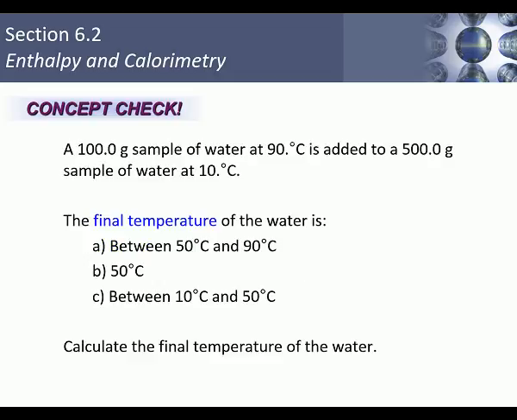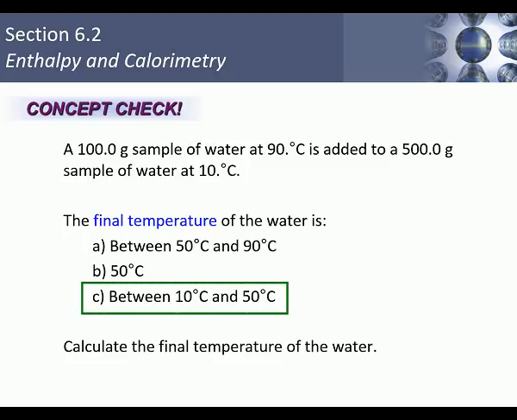Now, like I promised, I've taken a very similar situation, but I've changed one of the terms. We have a 100.0 gram sample of water at 90 degrees Celsius, but we're adding it to 500 grams of water at 10 degrees Celsius. So the final temperature of the water will be, go ahead and pause the video.